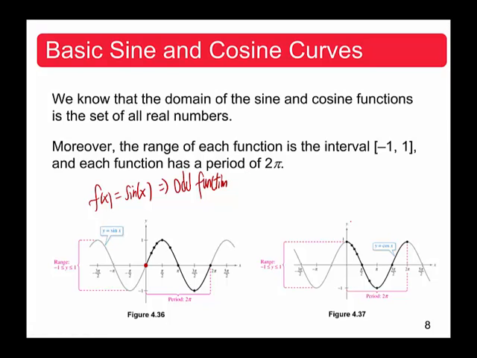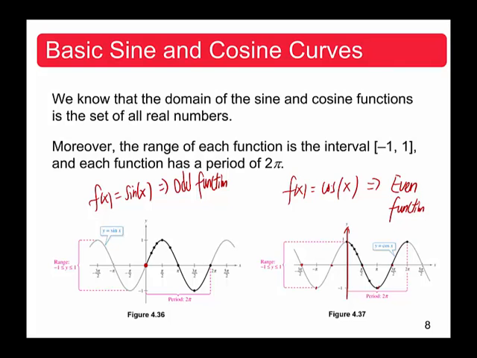And if you look at the cosine function, it's symmetrical with respect to the y-axis. And that's why this is an even function. With exactly opposite x values, the y value is the same. So that's why it's an even function. That's what we learned from the previous section.